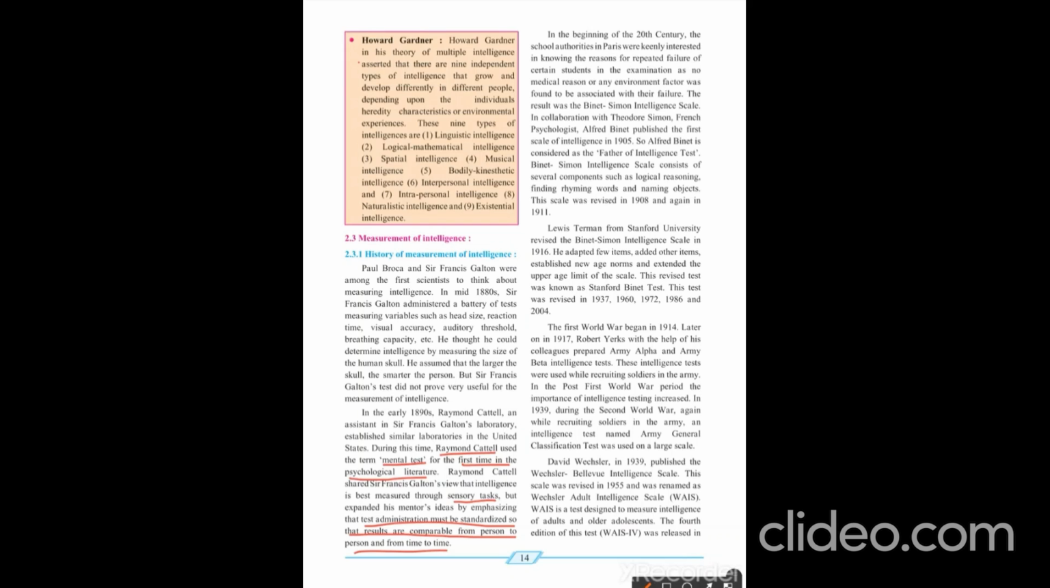In the beginning of the 20th century, the school authorities in Paris were keenly interested in knowing the reasons for repeated failure of certain students in the examination, as no medical reason or any environmental factor was found to be associated with their failure. So now, school authorities or government people in Paris wanted to find out why certain students keep on failing in the exam even when there is no medical reason to justify their failure or any environment like divorce, war, or any such factors that are being experienced and are associated with their failure. So they spoke to Binet, and with Binet's help, they were able to form the Binet-Simon intelligence test.